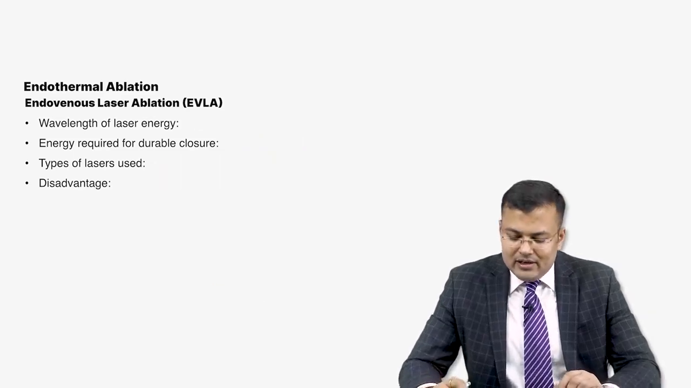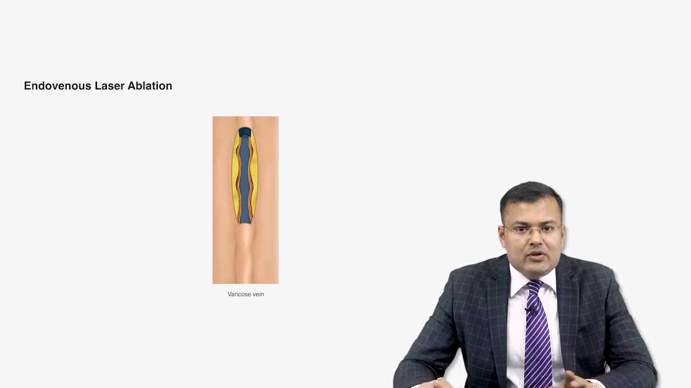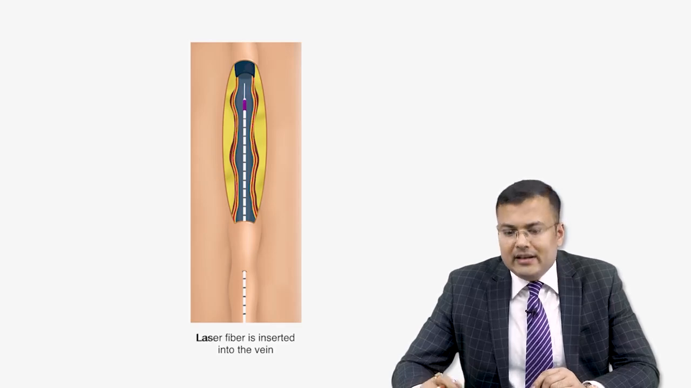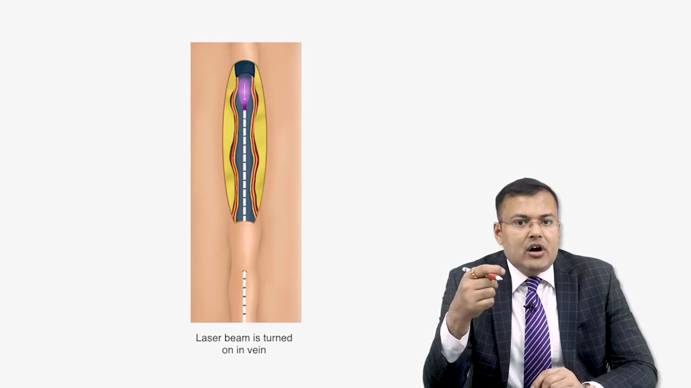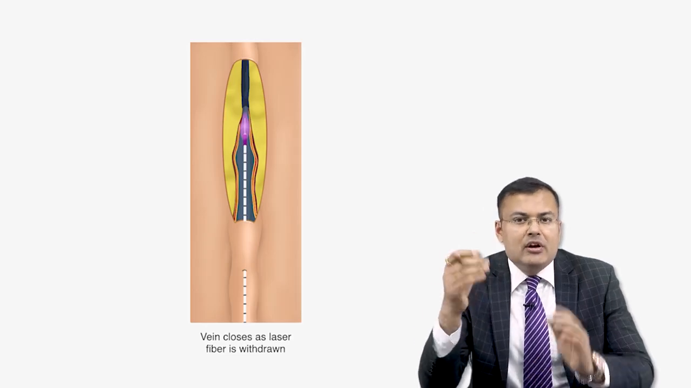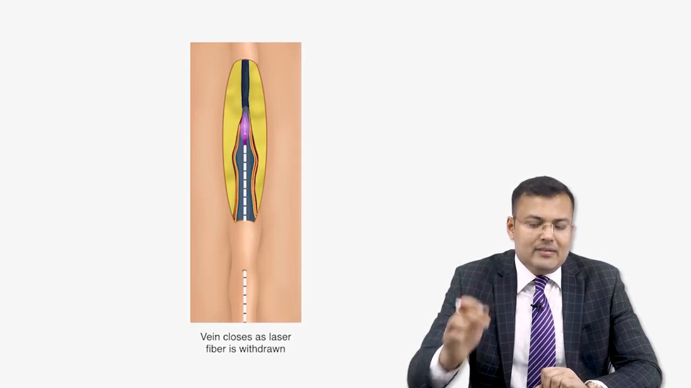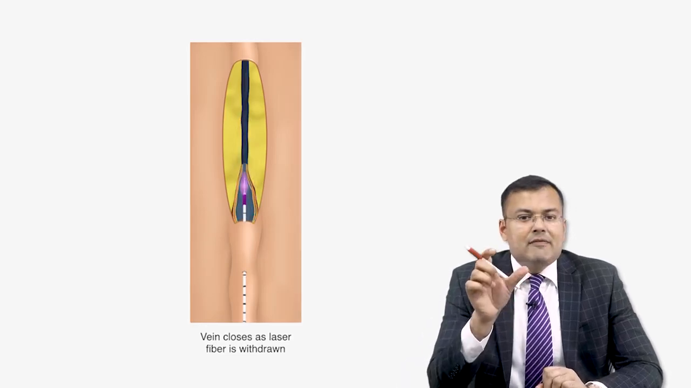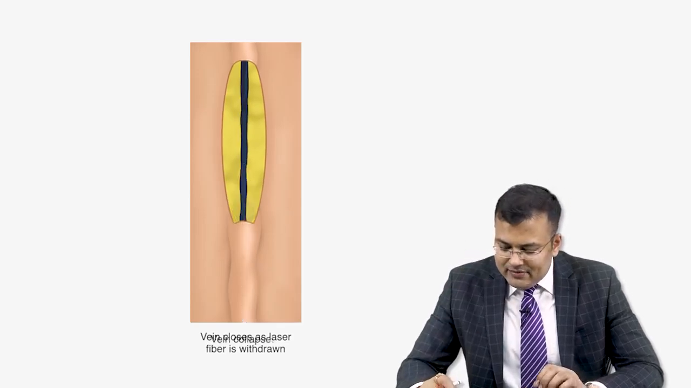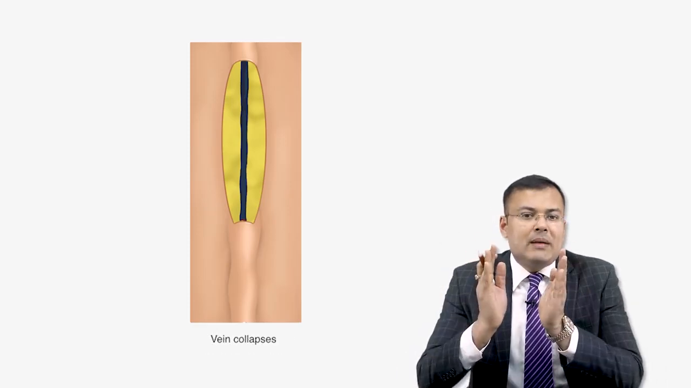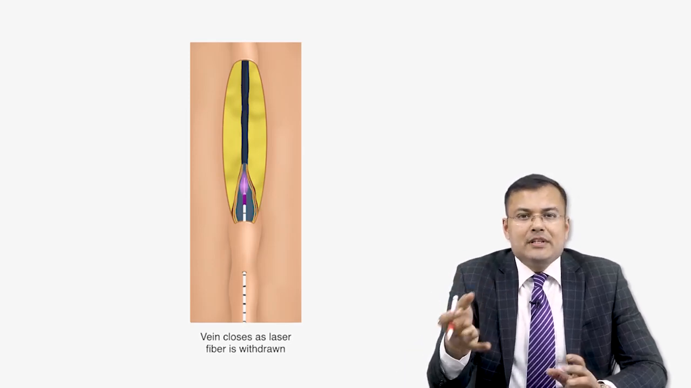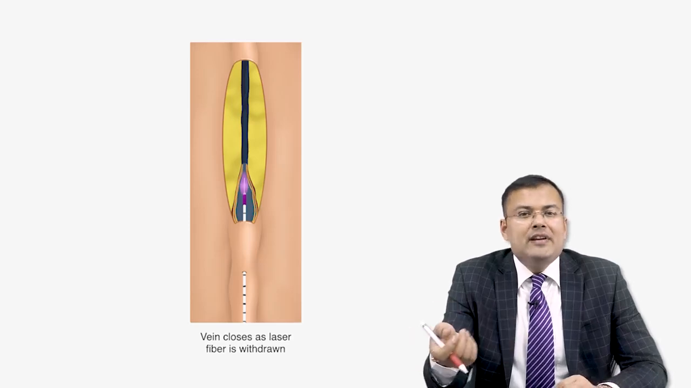Now you can see how it's done. In this image, you can notice that the patient has a varicose vein, and here a laser fiber is inserted into the vein. After that the laser beam is turned on, and you can see that the vein closes as the laser fiber is withdrawn. Ultimately the vein converts into a cord-like structure. What is the good thing? It's a daycare surgery. You admit the patient in the morning and by evening you discharge the patient.